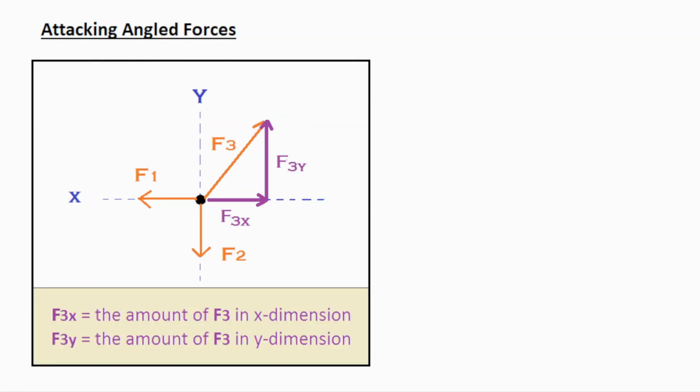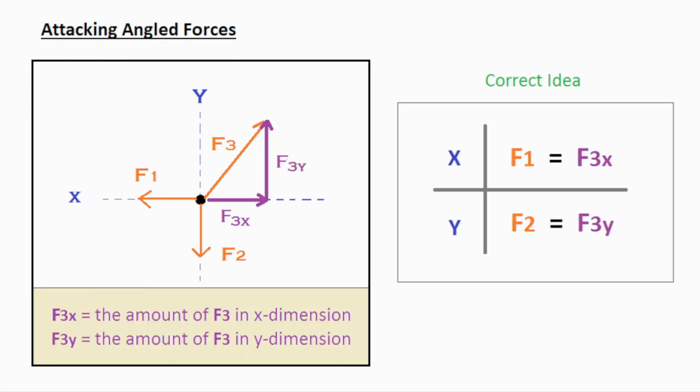What we want to do is to draw in components that visualize how much of vector F3 points in each of our 2 dimensions. F3x shows how much of F3 points to the right, and F3y shows how much of F3 points upward. Now I can write my dimensional equations, comparing the leftward F1 to the rightward F3x. They are equal, and that would explain why there's no motion in that plane. And F2 downward is balanced by F3y upward, and that would explain the lack of motion in the vertical dimension.